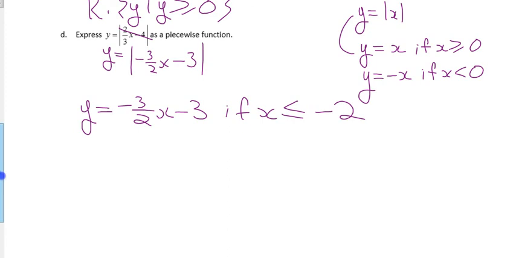These equations are the same, right? The absolute value of negative 3 halves x minus 3 is the same as negative 3 halves x minus 3 if x is less than negative 2. Less than or equal to.